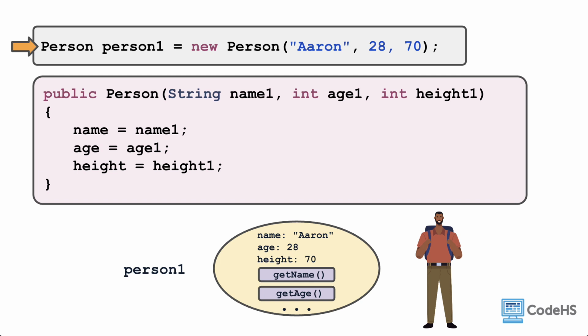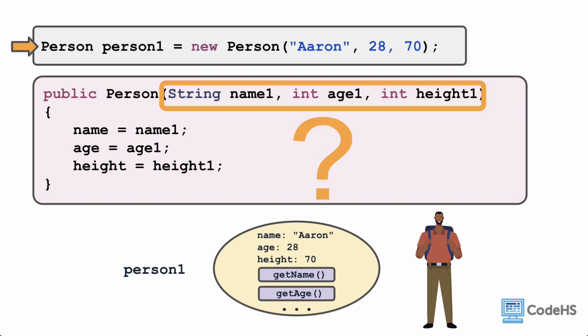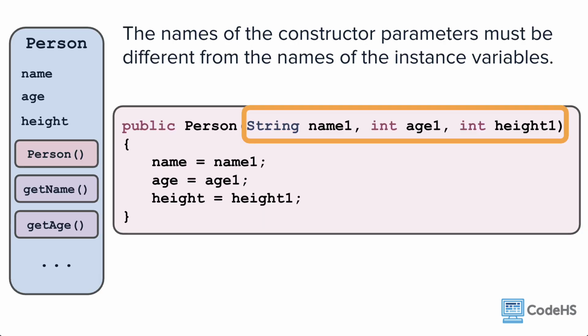As you look at this constructor, you might be wondering, why are there 1s at the end of every parameter name? This logical question leads to an important note about constructors. The names of the constructor parameters must be different from the names of the instance variables. This has something to do with a concept called scope, which you'll learn about later on in the course. For right now, just know that while it might seem silly, the parameter names must be unique.